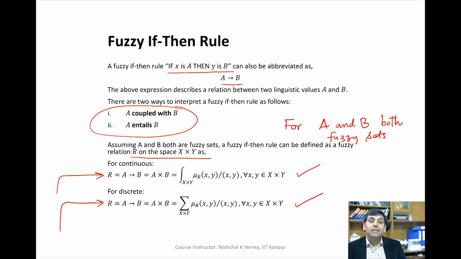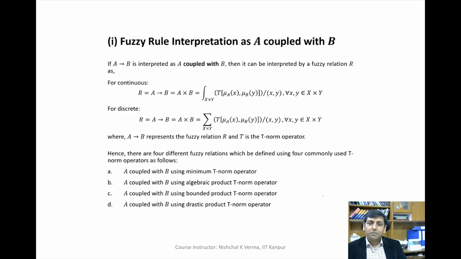So what we have seen here is that in a fuzzy if and then rule, A is coming from the antecedent part or premise part, and B is coming from the consequence or conclusion part. So if we have A and B, both fuzzy sets coming from a fuzzy if and then rule, then we can write the relation R as a fuzzy set in terms of A and B. That means A cross B, which we have seen for continuous and for discrete. We have already discussed fuzzy relations in detail, so we can accordingly write the fuzzy relation matrix.